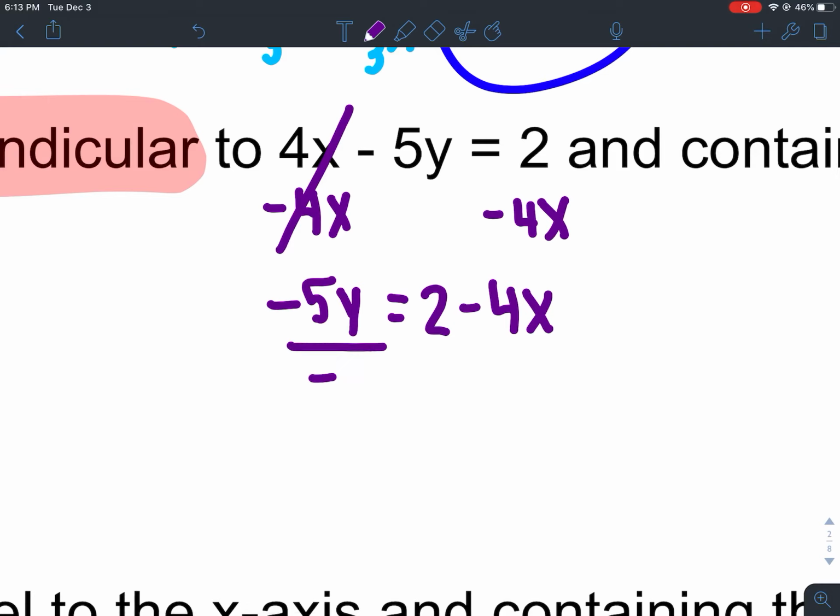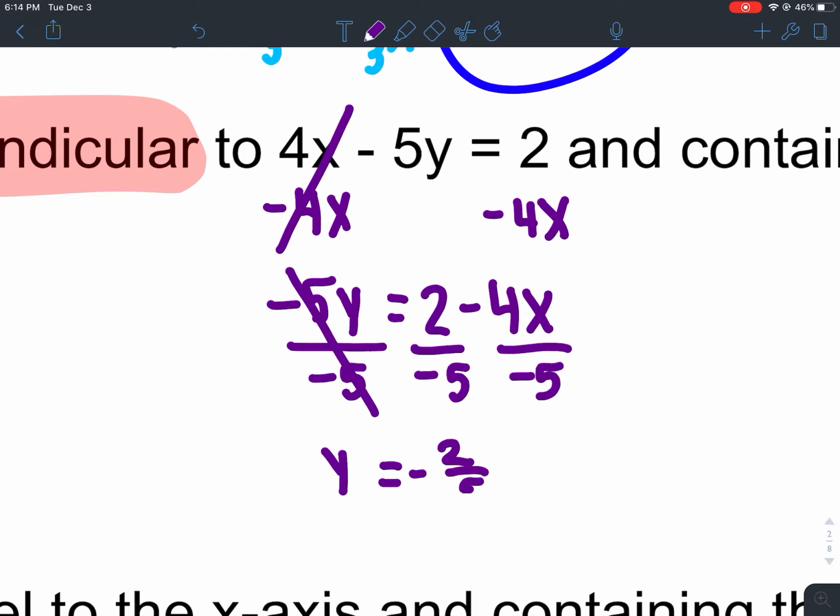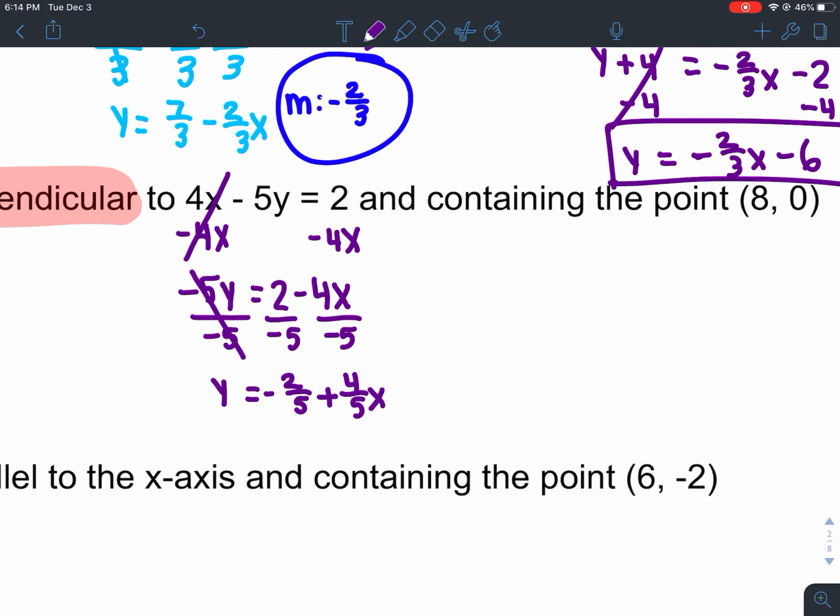Okay. They're going to divide everything by -5. Y equals -2/5 plus, right, -4 divided by -5 is +4/5 x. Okay, my slope is going to be 4/5. Okay, that is my slope. Is this the slope I want to use?